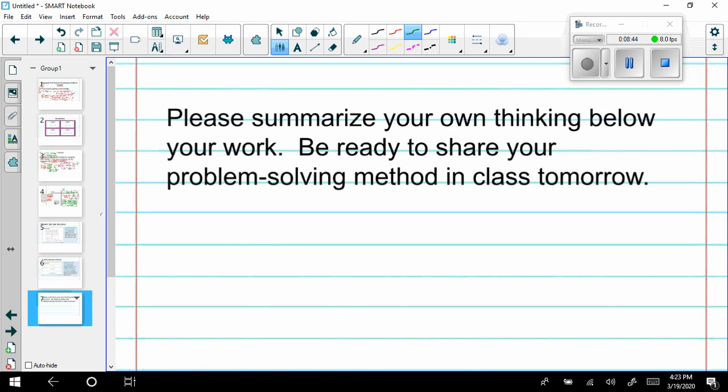So first step is write the equation. Second step is write what you know. Third step is bigger to smaller, smaller to bigger. Fourth step is solve the equation.